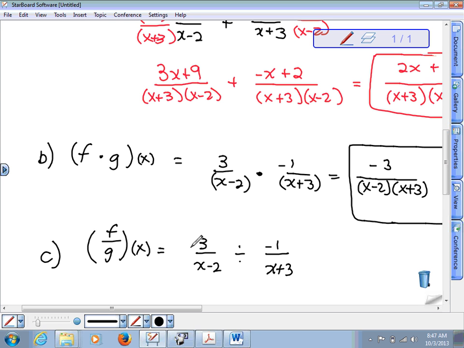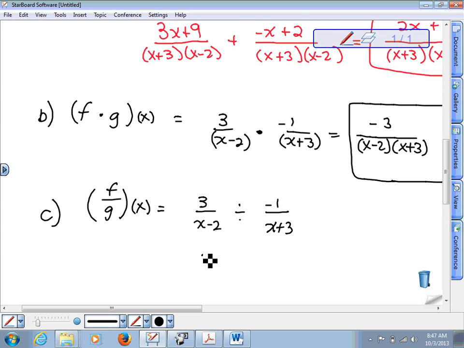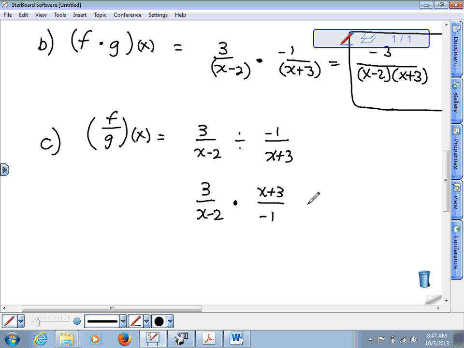How do you divide two fractions? The reciprocal of which one? Yep. You multiply it by the reciprocal of this. So this problem turns into 3 over x minus 2 times x plus 3 over negative 1. And if we multiply those two together, that becomes 3 times x plus 3. Again, I'm leaving it in factored form to better see what the domain is going to be. Negative 1 times x minus 2.